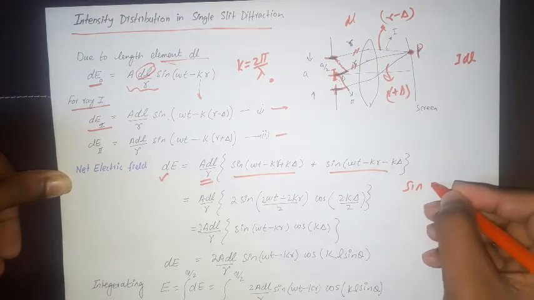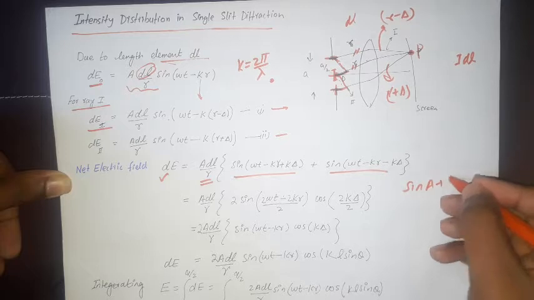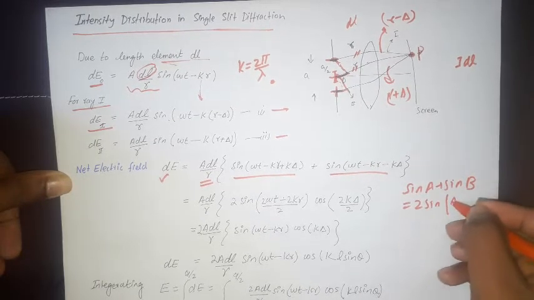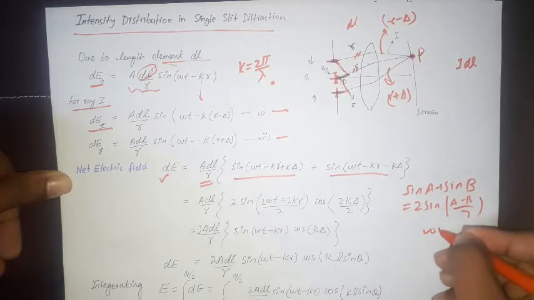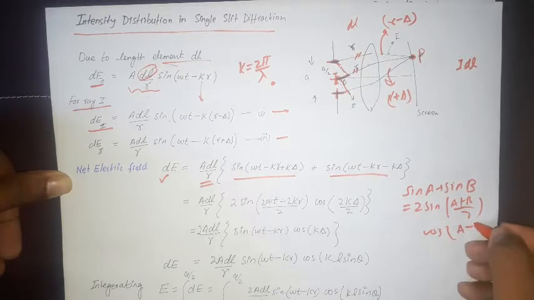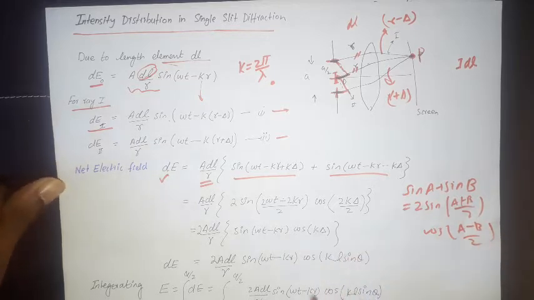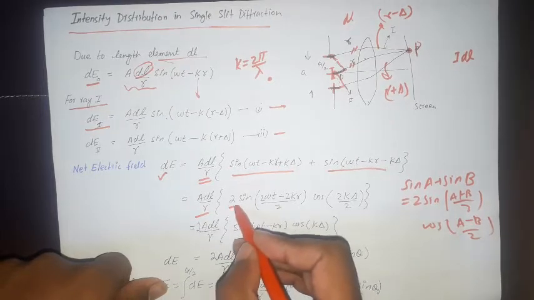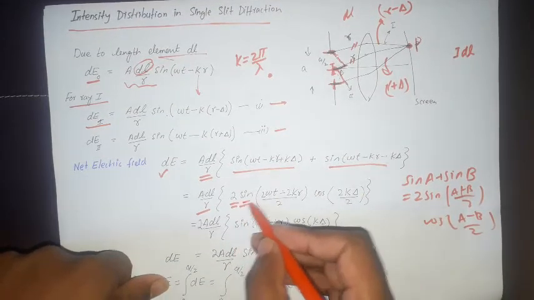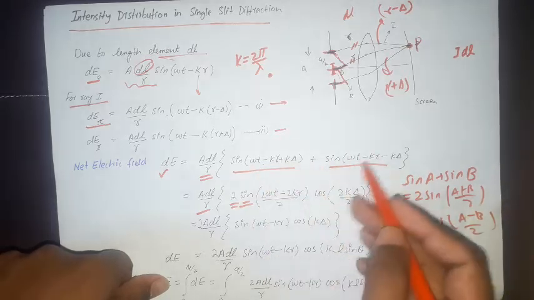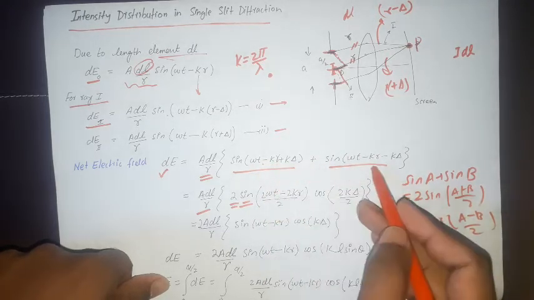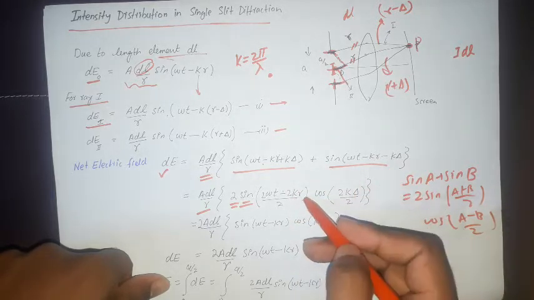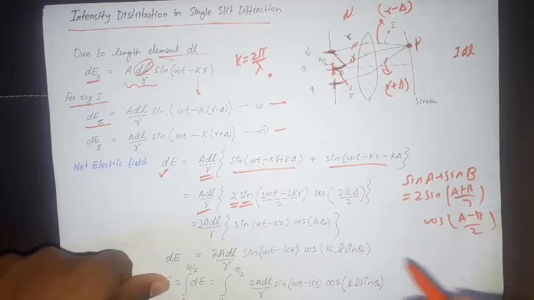If we have sine of A plus sine of B, this is equal to 2 sine of (A plus B) divided by 2 into cos of (A minus B) divided by 2. So we can use this identity here. This is as it is, and now 2 from our identity, and then sine of this plus this. So omega t plus omega t, 2 omega t minus kr, gives us minus 2 kr, and k delta minus k delta gives us 0, divided by 2 according to our identity.